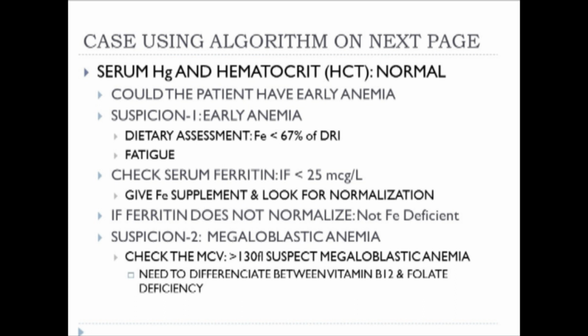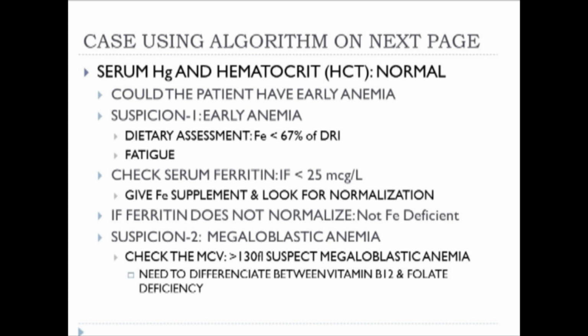First question, could the patient have an early anemia, and therefore the hemoglobin and the hematocrit, which really show up as abnormally low in the third phase of iron depletion, would in a first stage iron depletion not even be budging? So the first suspicion here would be, is this an early anemia? So let's do a dietary assessment of the individual. And we do that, and if the iron intake is less than 66% of the DRI, we could certainly conclude a high risk that the dietary intake of iron is very suboptimal. In addition, confirming the fatigue.